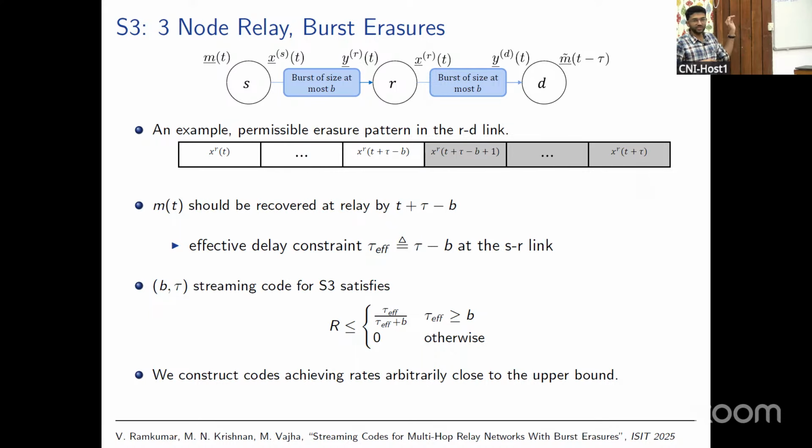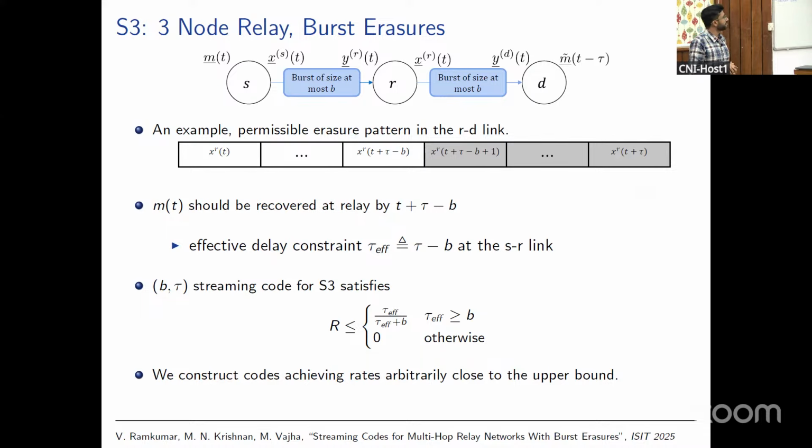So this basically enforces a pseudo point-to-point recovery constraint at the relay, wherein each packet I have to recover with an effective delay of tau minus b at the relay, because it could be followed up with a b burst in the subsequent link. So in summary, at the first link, you essentially have a point-to-point streaming code which can correct a single burst with delay tau minus b. And that we know how to construct. That also gives you a rate bound, r less than or equal to tau effective by tau effective plus b, where tau effective is nothing but tau minus b.